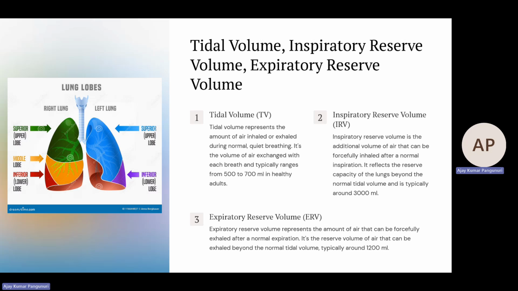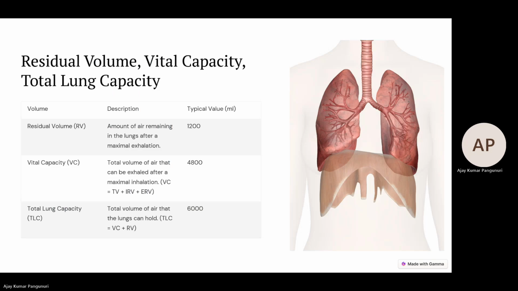Expiratory reserve volume represents the amount of air that can be forcibly exhaled after a normal expiration. It's the reserve volume of air that can be exhaled beyond the normal tidal volume, typically around 1200 ml. Residual volume, vital capacity, and total lung capacity. Residual volume is the amount of air remaining in the lungs after maximal exhalation. The value is typically around 1200 ml.